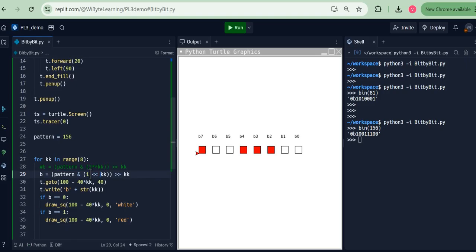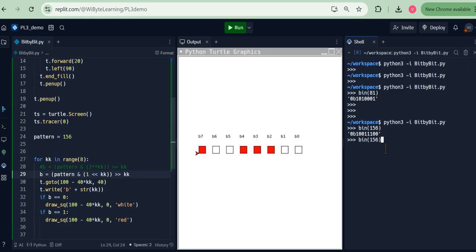What we are saying is, look, take one, which is 0 0 0 0 0 0 0 1, shift it left by kk, and do a bitwise and with pattern. Which means that I'm getting bit number kk at its right location, because this is like my mask, like I said. Having done this, shift this whole thing to the right by kk. So I will get bit b, being either 0 or 1, and the same thing will work.